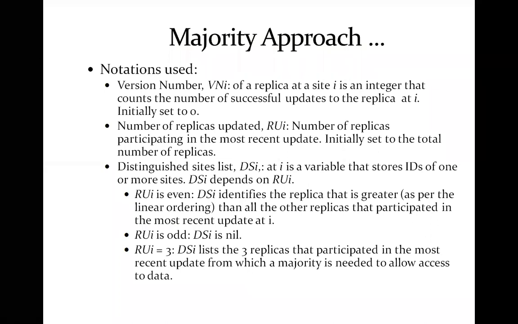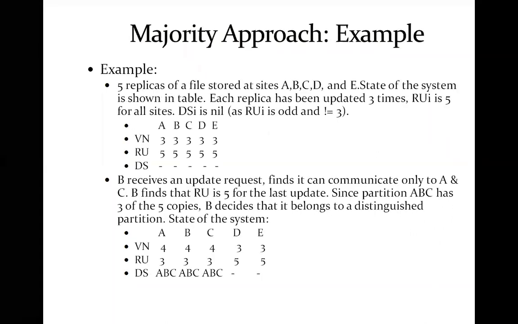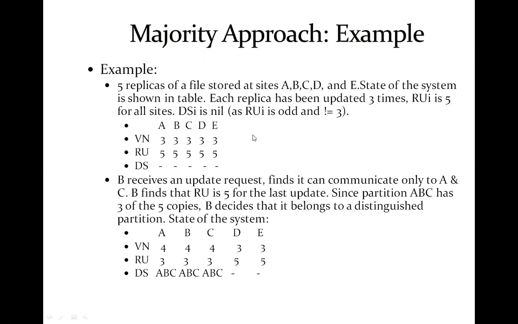But before going into detail about the majority approach of the voting protocol, let us start with an example, and then we will explain how this protocol works. Now, the example is given here. In this example, we have 5 replicas stored at different sites A, B, C, D, E, and the state of the system is represented in this particular table.